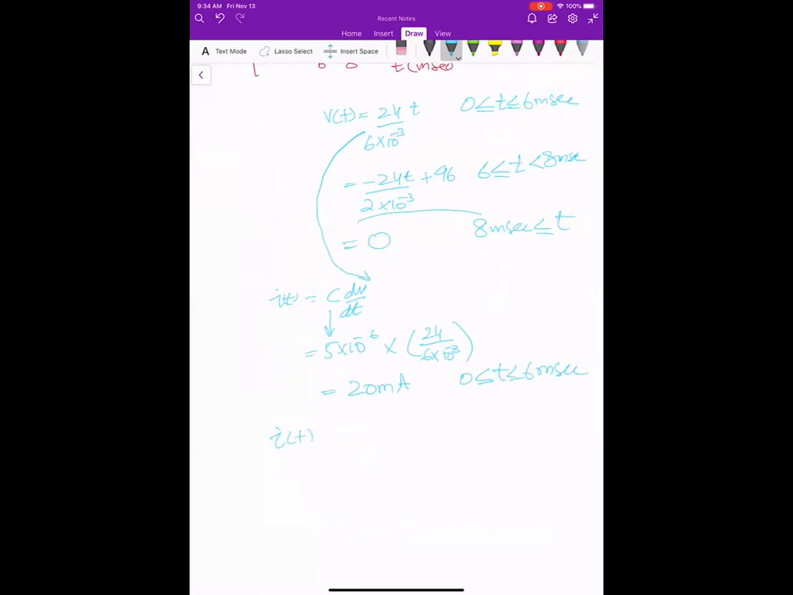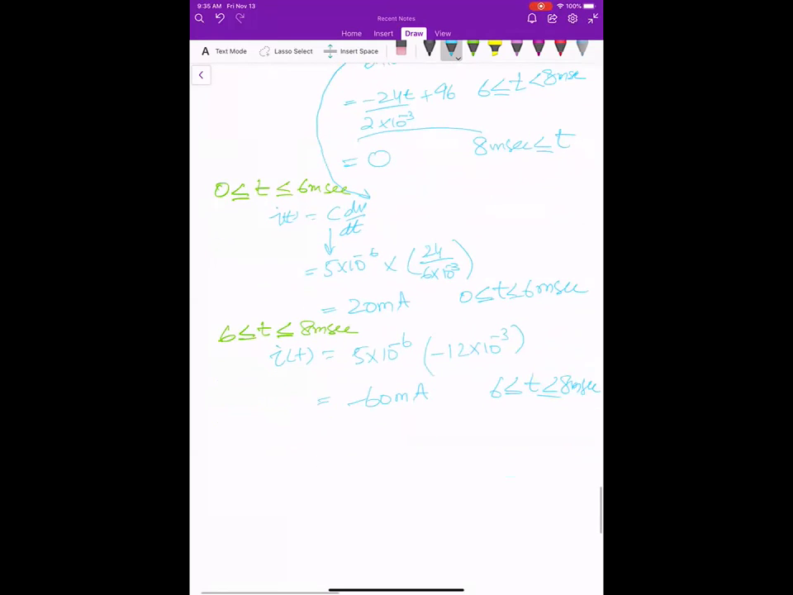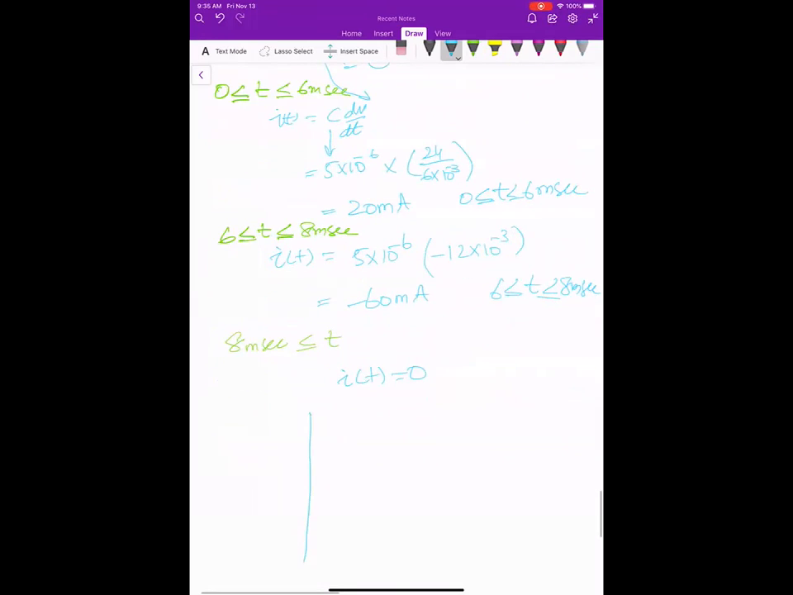Now for the next part, it is minus 12 into 10 to the power minus 3, the differentiation, and it will be minus 60 milliamps. And for the next part, it should be 0.